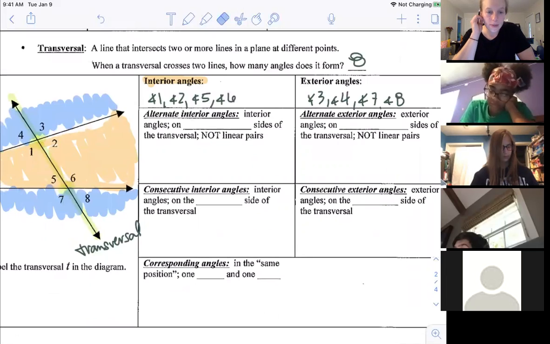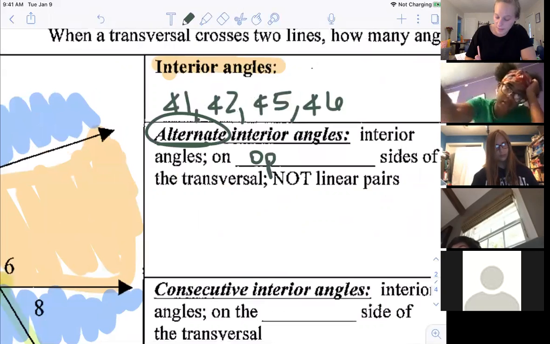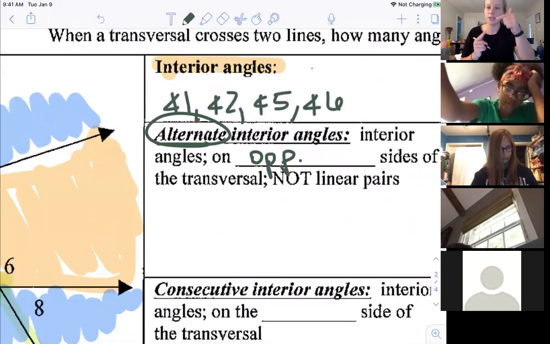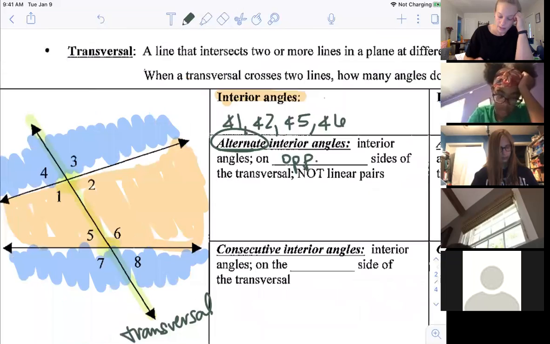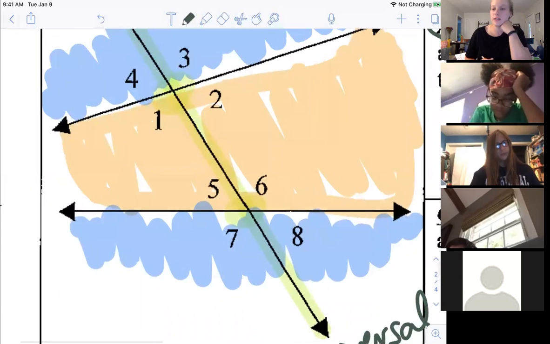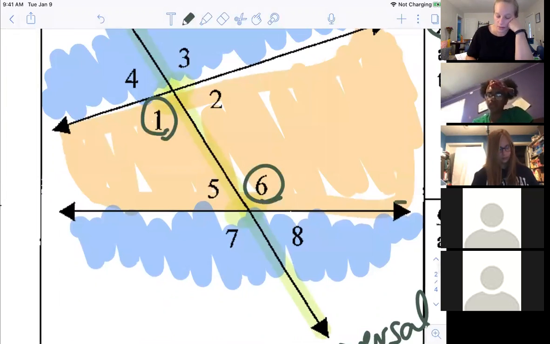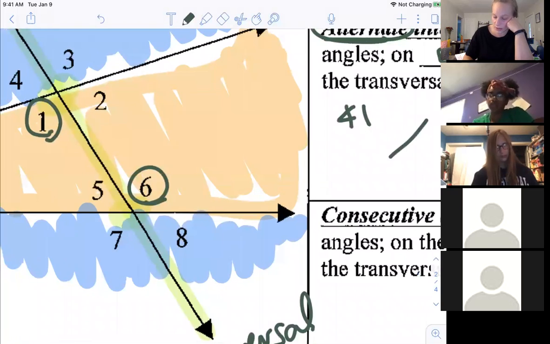All right, now comes the relationship. So I just told you about interior and exterior. I also have the alternate versus consecutive. If I'm talking about alternate angles, they are on opposite sides of my transversal. So I'm going to start with alternate interior angles. Those are on opposite sides of my transversal, but they are on the interior of the two lines. If I'm looking at my picture, 1, 2, 5, and 6 are all interior angles, and alternate interior, so on opposite sides of the transversal, an example would be 1 and 6. So 1 and 6 are an example of alternate interior angles.